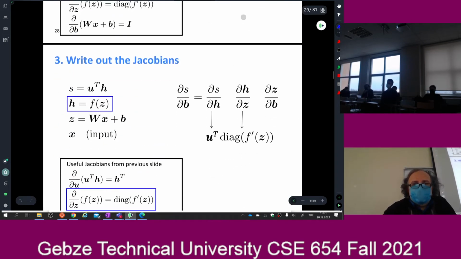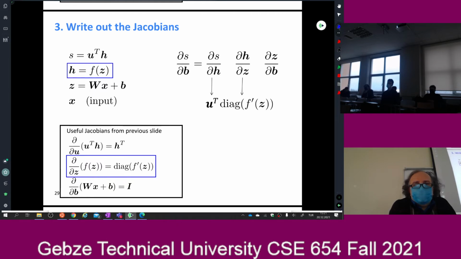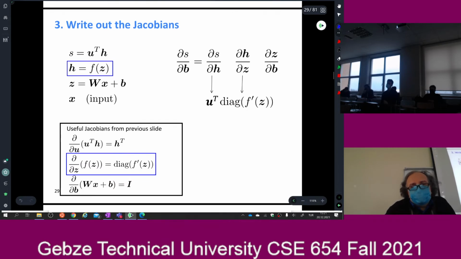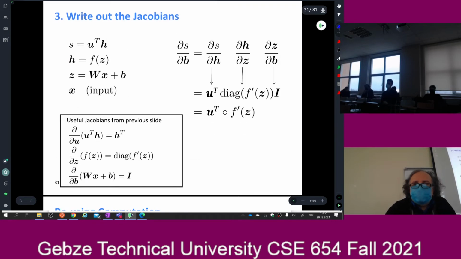Now the second one, diagonal of F prime Z. Z is a vector, F is a function. So it's going to be that one, diagonal of F prime Z. How about this one? This is already I. I put all of them together, and this is what I get. It's a UT dot product F prime Z.